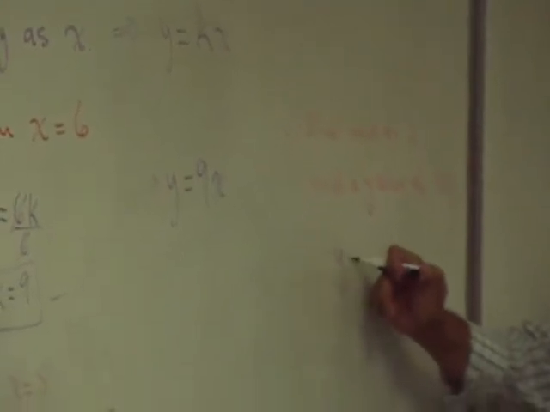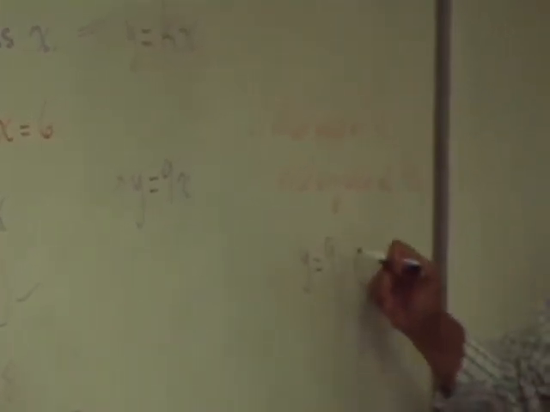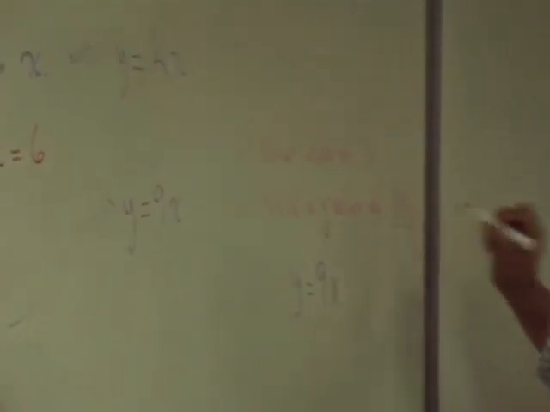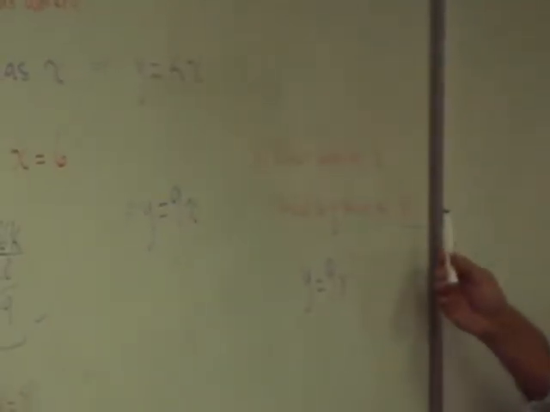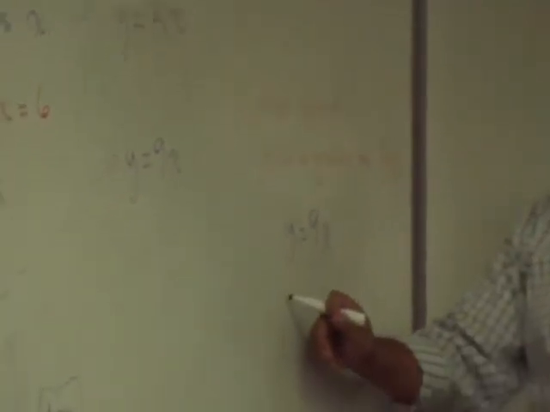Now, what if this person wanted to make $81? How many hours does he have to work? Well, y equals 9x. Where do I plug in this 81? For which variable? The y value is 81, right? So this 81 goes here.